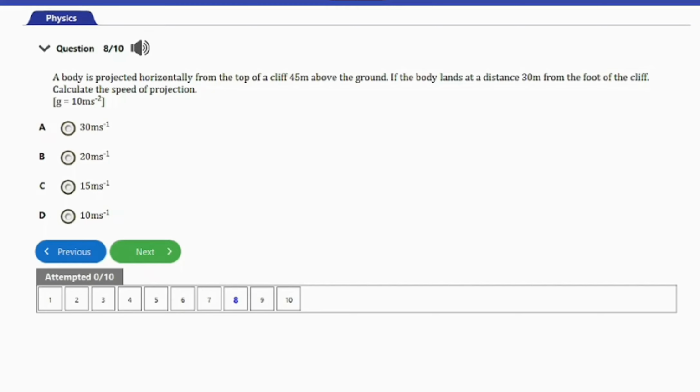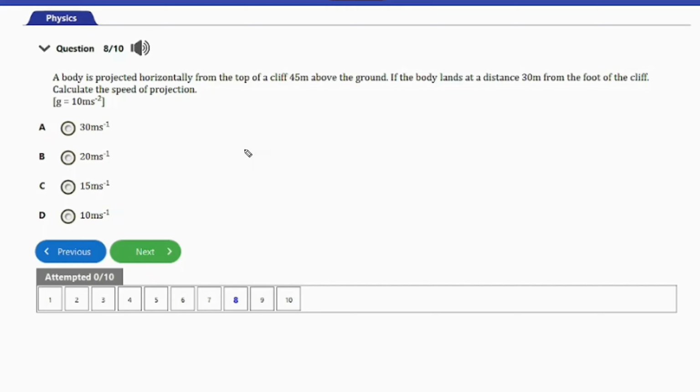If the body lands at a distance 30 meters from the foot of the cliff, calculate the speed of the projection. So guys, here, in order for us to calculate the speed of the projection, we already have the height of the cliff, 45 meters, and the distance from the bottom of the cliff, which is 30 meters, and we have acceleration due to gravity as 10 meters per second squared.